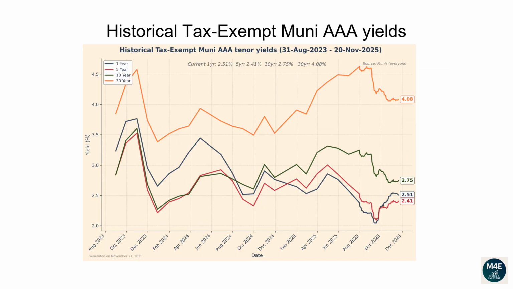This line plot and the next plot show how each tenor of the muni yield curve has changed over time. From the 31st of August 2023 to the 20th of November 2025, the 1-year yield has dropped from 3.24 to 2.51. The 5-year yield has dropped from 2.85 to 2.41. The 10-year yield has dropped from 2.84 to 2.75. The 30-year yield has increased from 3.85 to 4.08.